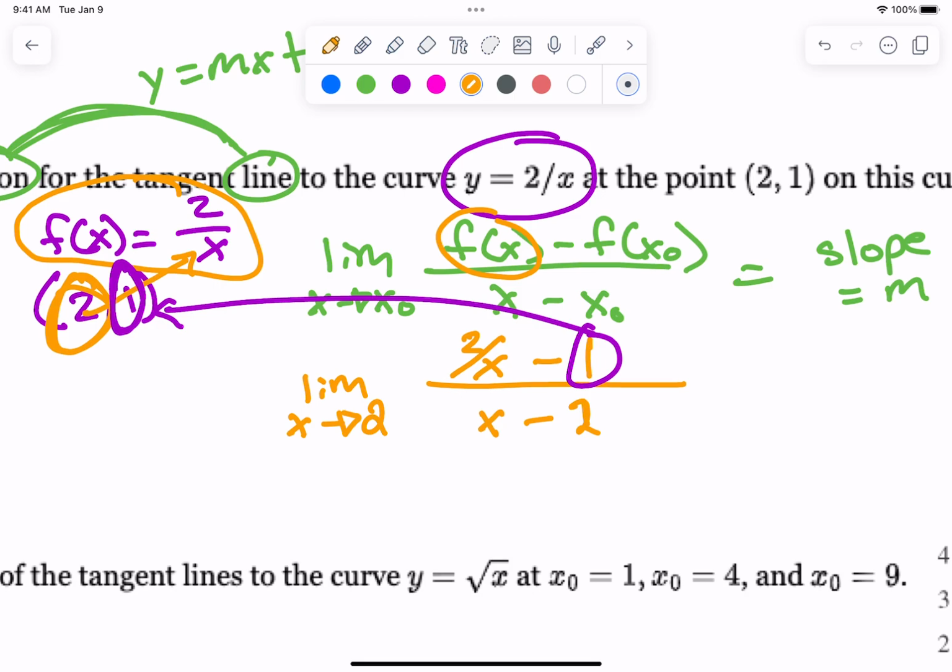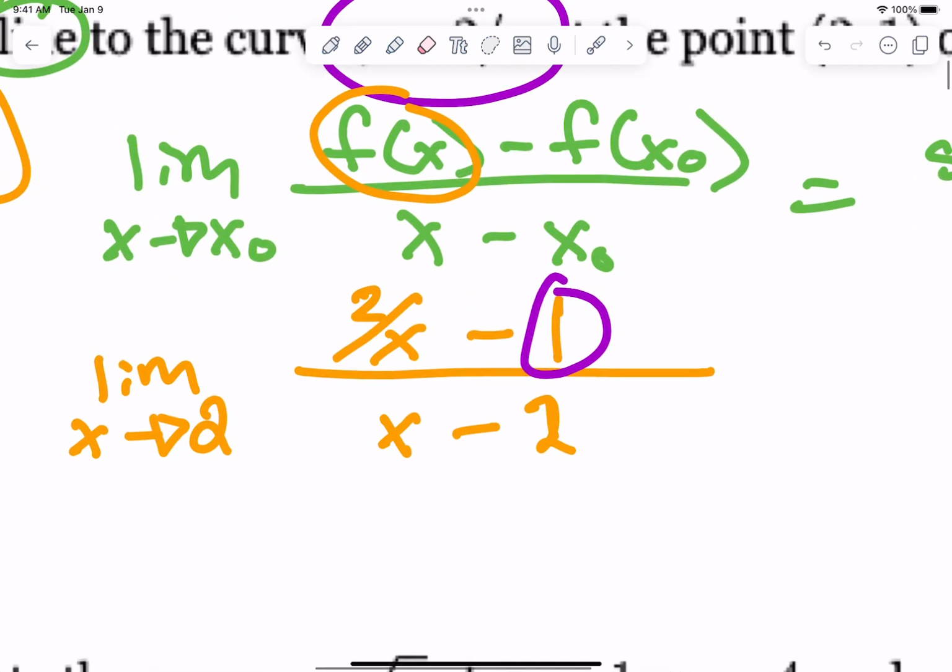Okay, so now I have to figure out how to find the limit of this. We got to do some finagling. Can we plug in 2? No. We got 0 on the bottom if we plug 2 in. So how are we gonna do that? You can't even divide 0 by 0. Nope, it's called the indeterminate form. We don't want that. What shall we do?